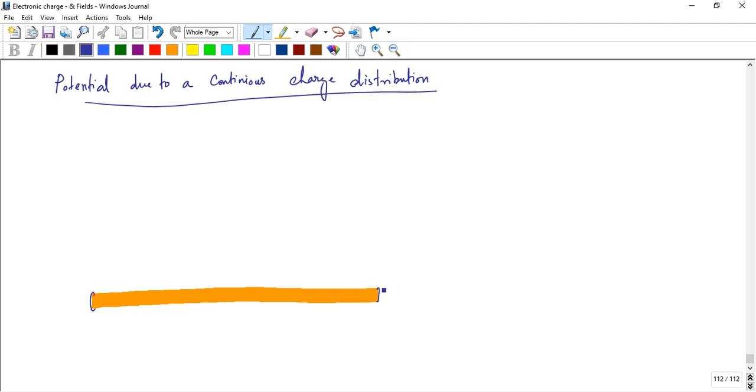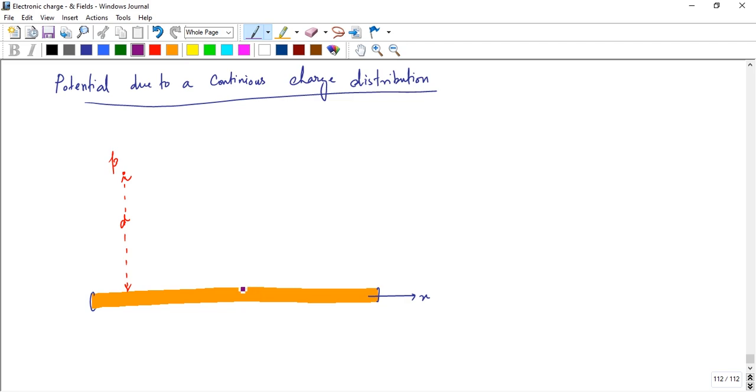The rod is along the x direction, and suppose we calculate the electric potential at point P, that is, calculate Vp. The distance from P to the rod is D.